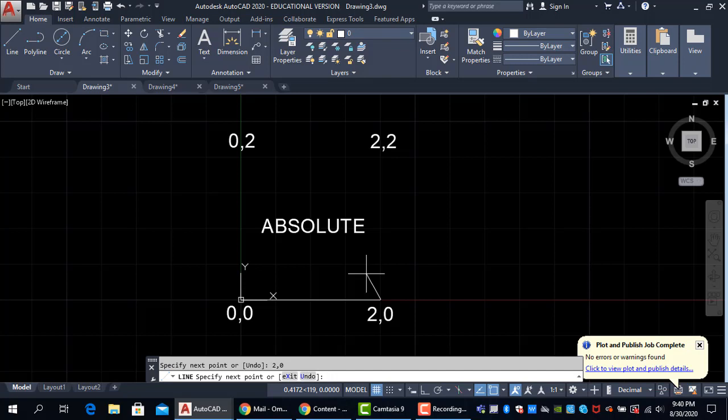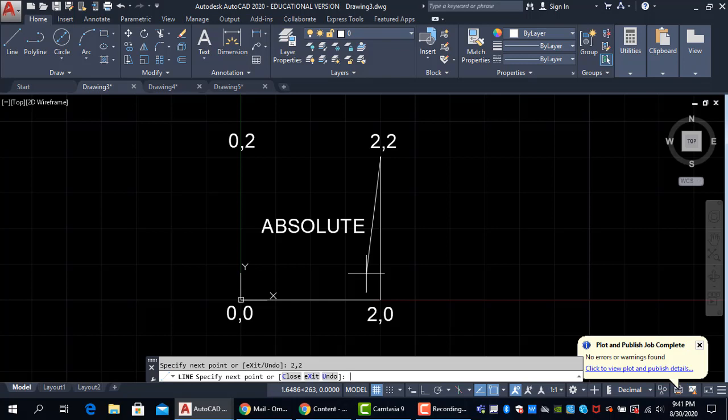So let's do that. 2, 2. Enter. And there it is. Notice right now, I'm not using the mouse for anything. I'm just inputting points and the line is automatically creating that shape. Now we need that line to go to the left.